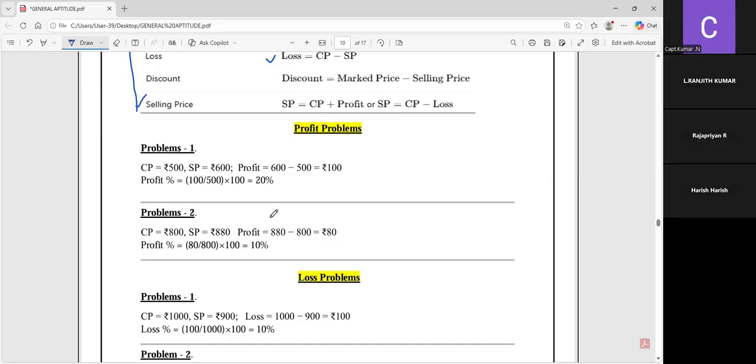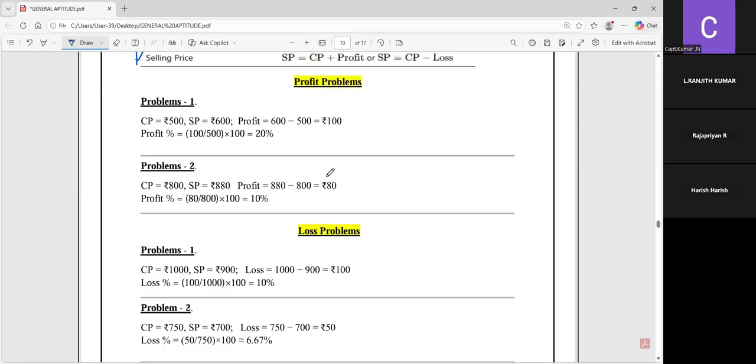Suppose, see the next one. The cost price is 800. Now the selling price is 880 rupees. What is the profit? We are going to subtract this, and the answer is 80. The 80 is the profit. So what is the cost of the product? It's 800. So 80 over 800 into 100%, so 10% profit. And similarly, loss.